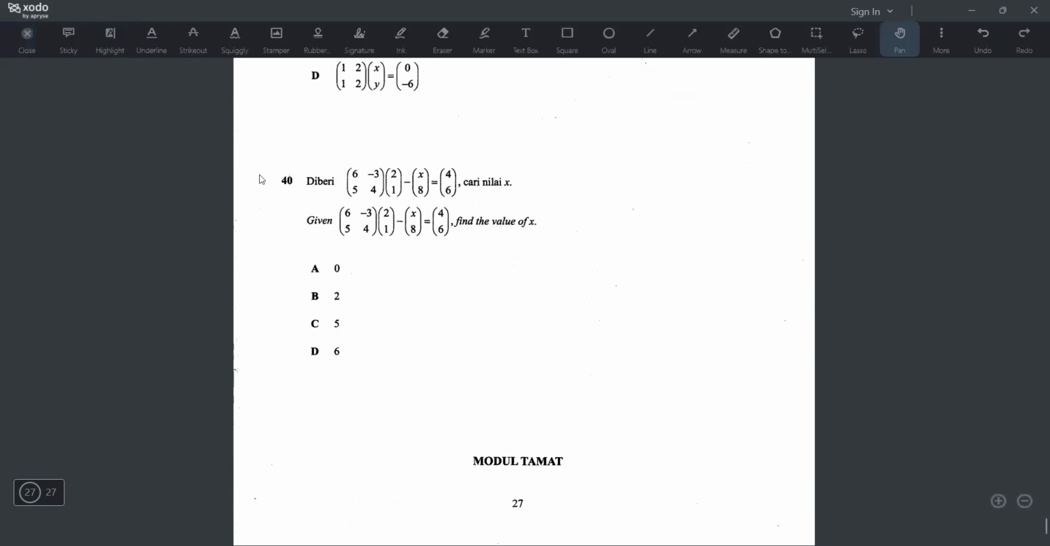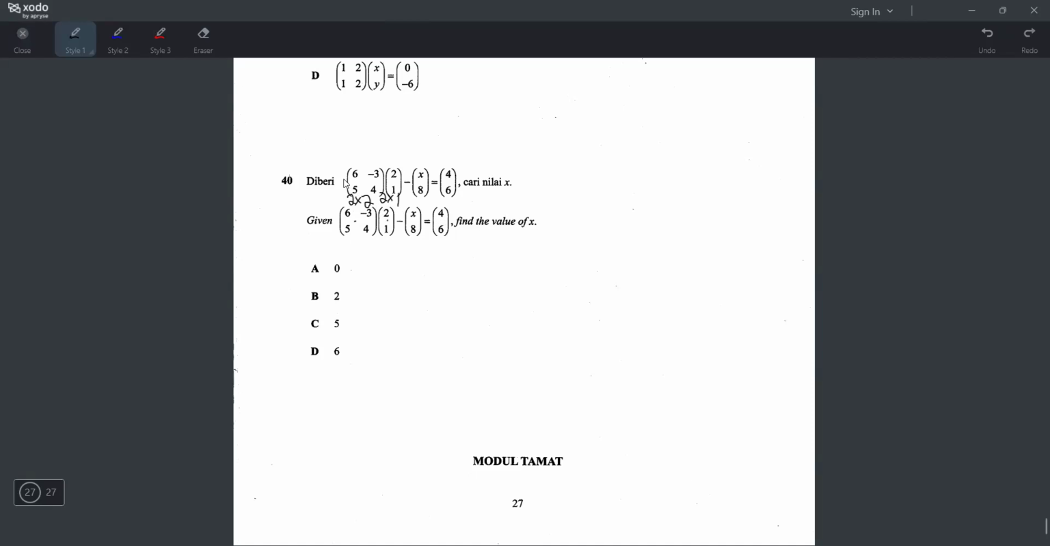Okay, done. Okay, finally we are at the last question. 40. Let's finish it. Given this one times this one minus this one equal this one, find value of x. Okay, when you take matrix times matrix, nothing in between means times. When you times matrix, you have to write down the order. What's the order for this matrix? 2 row, 2 column, 2 times 2. This one is 2 times 1.